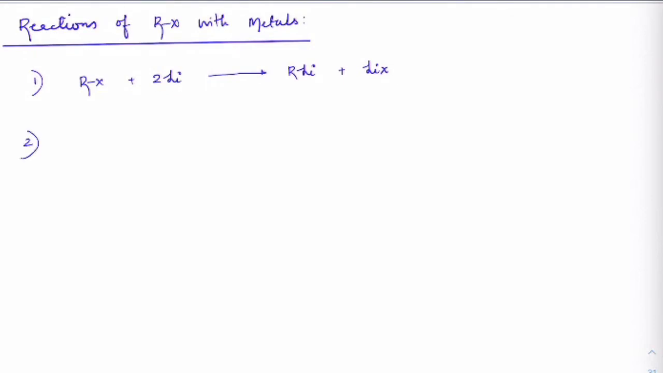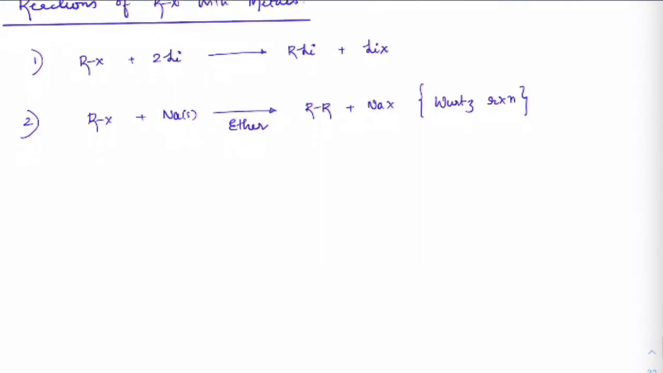Second, we have seen one more reaction where we use RX to react with sodium metal in the presence of ether, which will give us R-R. We call this Wurtz reaction. This is another reaction with metals which we have seen.